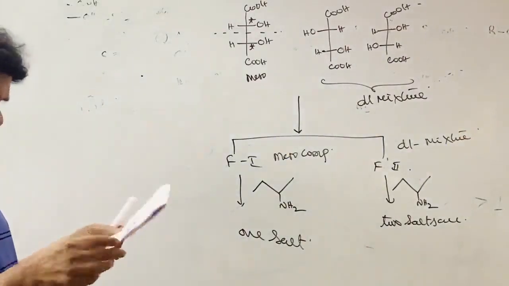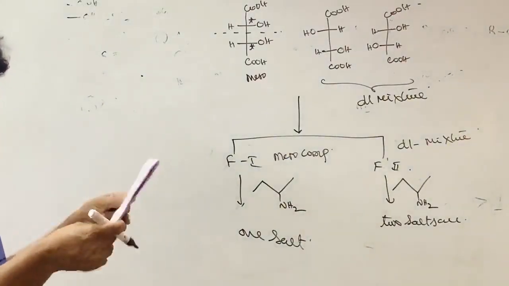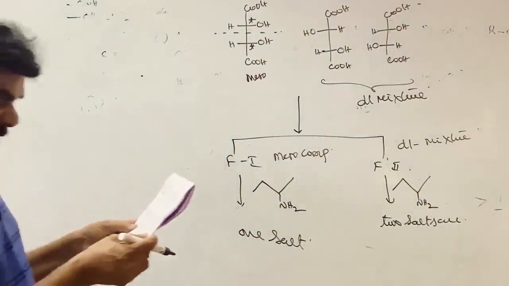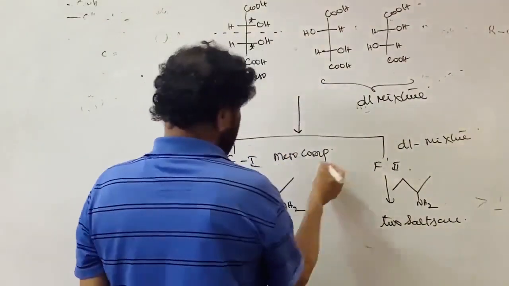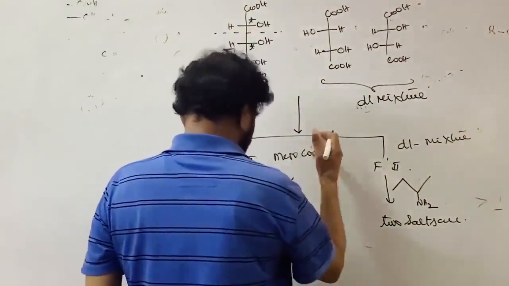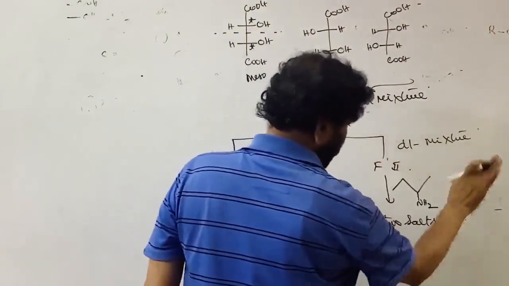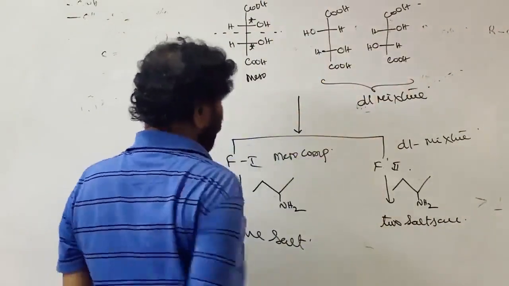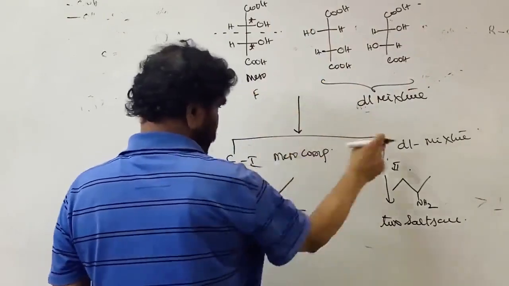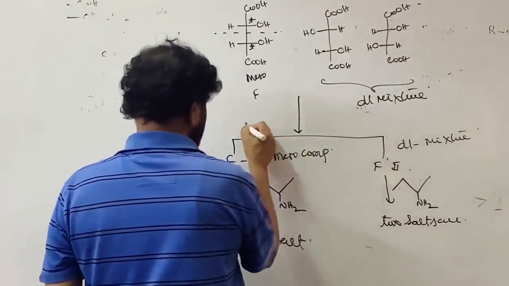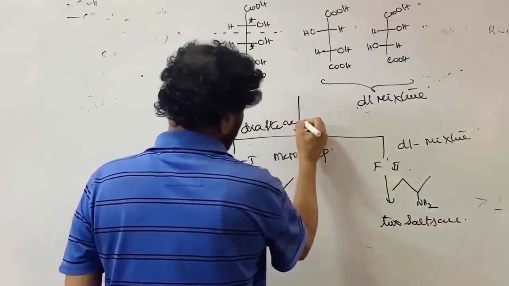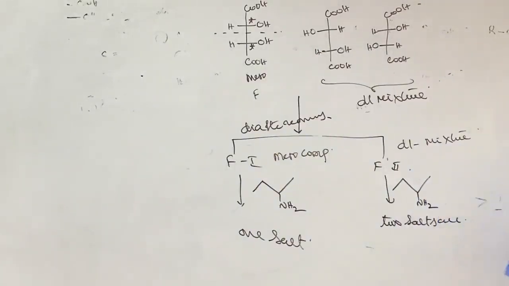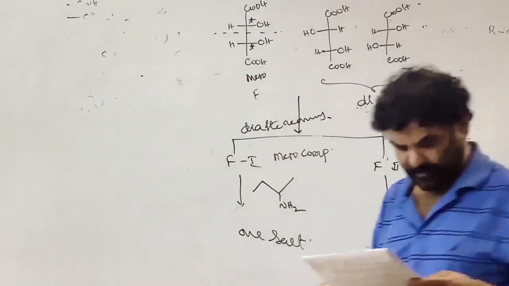So answer the following questions. What is the relationship between the molecules of fraction 1 and the molecules of fraction 2? The relationship is, it is the salt of the meso compound, and the salt of the DL mixture. This is fraction 1, fraction 2. The relation is diastereomers. DL tartaric acid is a diastereomer of meso tartaric acid.